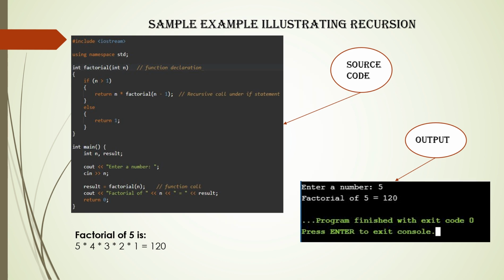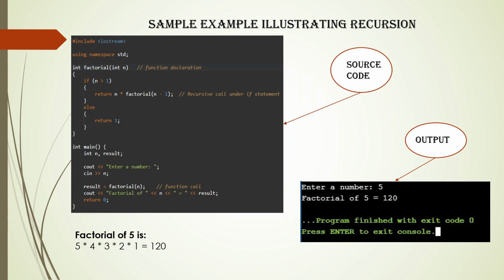But in this program, I have created a function factorial and passed one parameter for which you have to find the factorial. Inside the function, I have mentioned the condition that if n is greater than 1, then return n into factorial of n minus 1. This is recursive call. Focus here. This statement is called the recursive call. It will call itself again and again until the value of n becomes less than or equal to 1. And in the else part, I have returned 1.